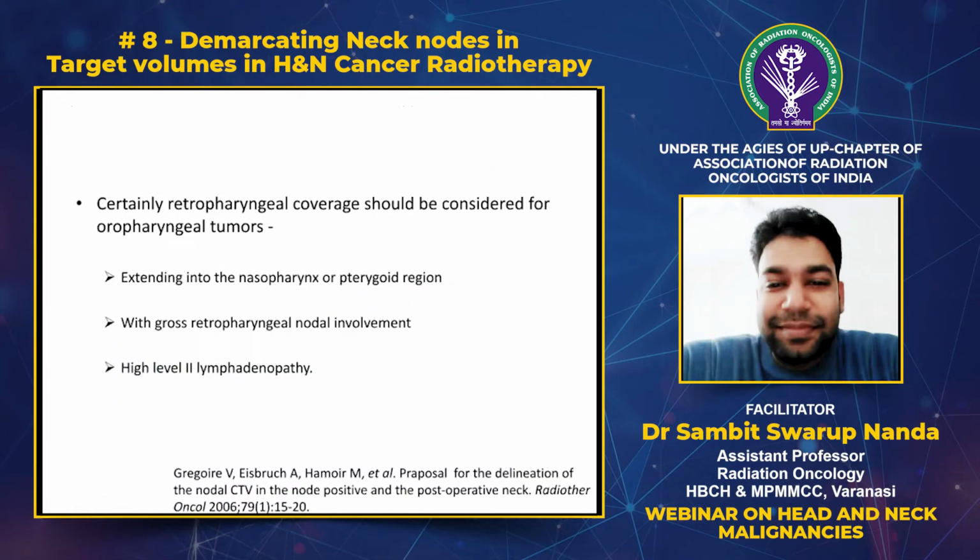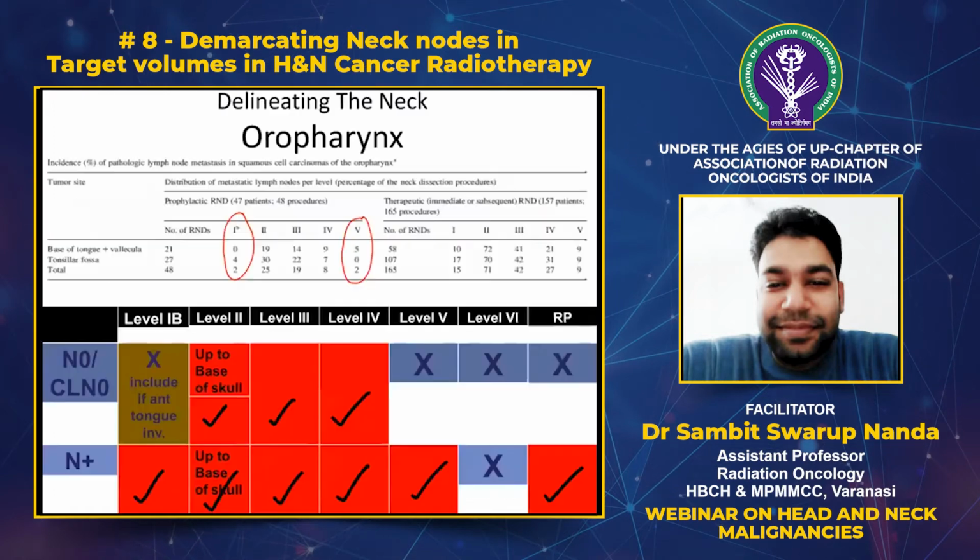Typical features in an oropharyngeal carcinoma where the retropharyngeal group of nodes must be taken are when the disease is extending into the nasopharynx or to the pterygoid region, either the medial or lateral pterygoid muscles are involved, or the palate is involved. With gross retropharyngeal nodal involvement, that is a certainty. With high level 2 lymphadenopathy, we have to take into account the retrostyloid group of lymph nodes as well as the retropharyngeal group of lymph nodes.